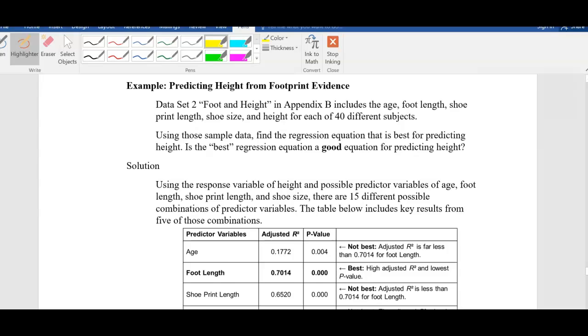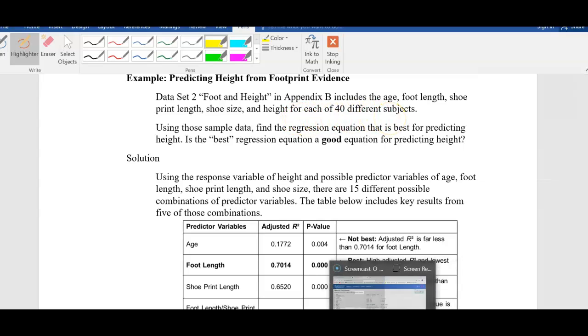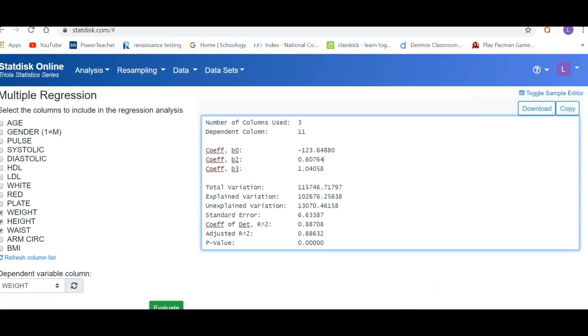All right. So we're looking at Appendix D. We're going to look at foot and height in Appendix D, including the ages, foot length, shoe print size, shoe size, and height for each of our variables. So I lied to you a little bit there. Okay, let's go back to our data.